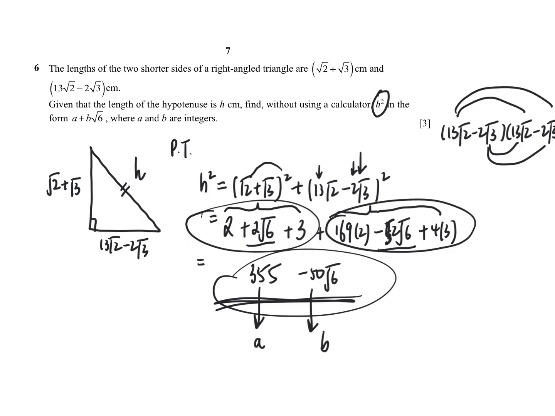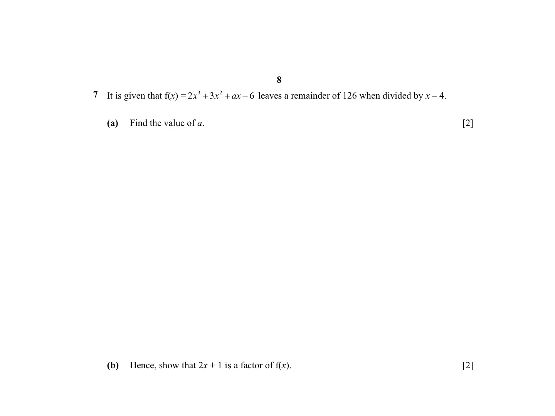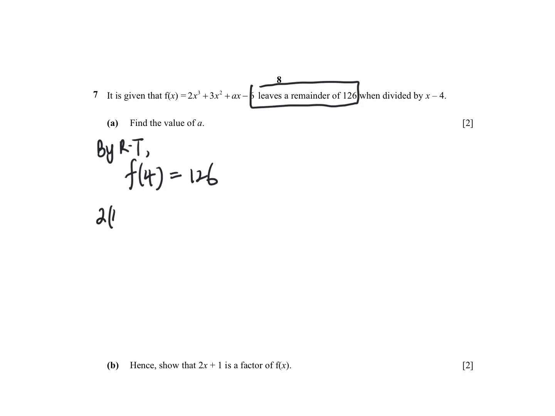Okay, last one, question 7. It's remainder factor theorem. They say this thing leaves a remainder of 126. So the first mark goes to substituting 4 and you get 126. So you must write by remainder theorem, if I sub in x as 4, I will get 126. If you show this, you get your first method mark. So please don't skip steps.